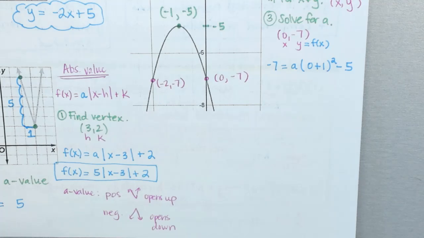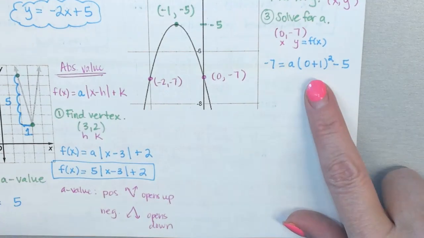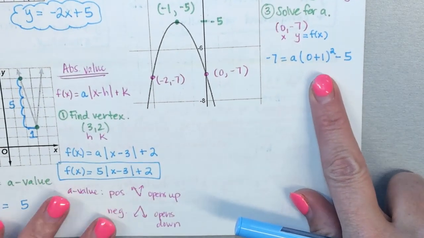Okay, I want you to try to solve that for a. Make sure you use your order of operations, right? Do what's in parentheses first. Then you're going to do the exponent. Then you would do multiplication or division. Then you're going to add or subtract. Okay, so do we have parentheses up there where we got to simplify something? Yes, 0 plus 1. What's 0 plus 1? 1.